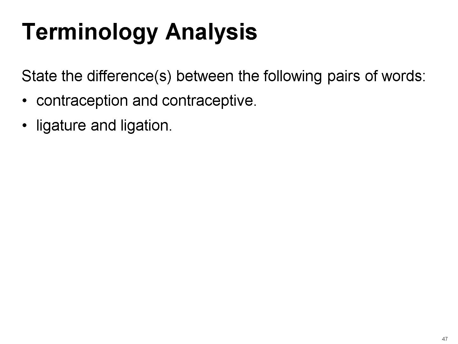For ligature and ligation: ligature refers to a thread or wire tied around a tubular structure, like a blood vessel or fallopian tube, to close it. Ligation is the process of using a ligature to achieve closure.